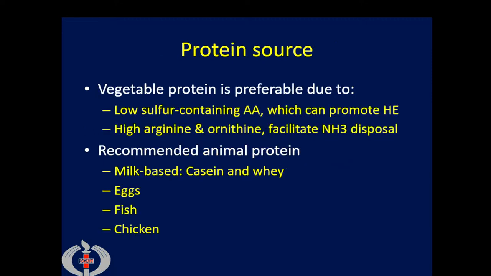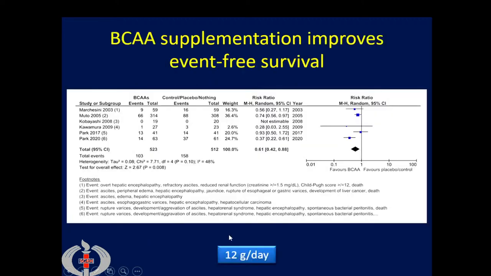The protein source, as has already been mentioned by Dr. Sunil Dadish, vegetable protein is preferable because of low sulfur containing aromatic amino acids, which can promote hepatic encephalopathy, and high arginine and ornithine amino acids, which facilitate ammonia disposal. If the patient is taking some animal protein also, then the recommended source is milk-based protein because they contain casein and whey, also eggs, fish and chicken, but red meat has to be avoided.